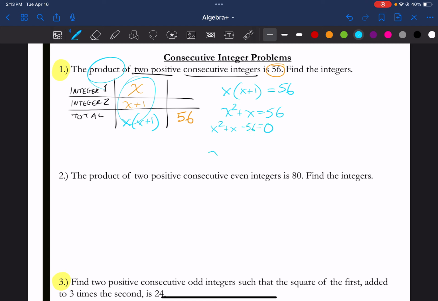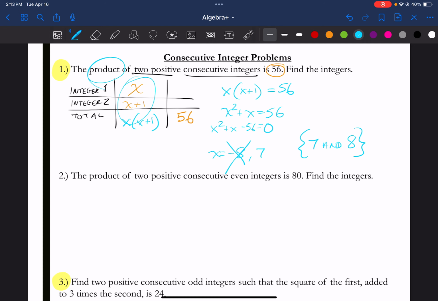You'll find out that x is equal to -8 and 7, but -8 is not a positive integer. So your answer is actually 7, and then the next consecutive positive integer is 8. That is your answer. So be careful with what your final answer is actually going to look like.